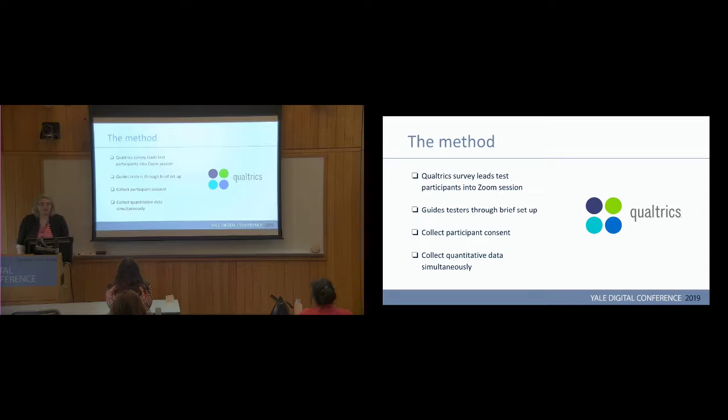Qualtrics. So we have a site license, as you probably all know, for Qualtrics at Yale. The Qualtrics survey is the link that you give to people to lead them into the Zoom session. The Qualtrics survey is the equivalent of that little pop-up I was talking about that User Testing and UserZoom used to guide participants through the steps of the test. You can also collect participant consent.